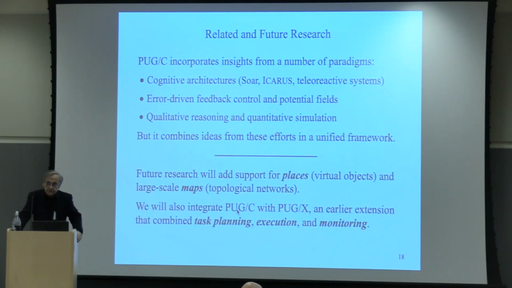Just to review, Pug incorporates insights from earlier work on cognitive architectures, from error-driven feedback control and potential fields, and also a lot of ideas from qualitative reasoning and quantitative simulation, but puts them all together. One thing it does not do, it's not doing integrated task and motion planning. There's no task planning in the talk I have given. One of the reviewers had a real issue with this, insisted that this was task and motion planning. It's not. There's room for that. We're going to do that, but that's not what this is.